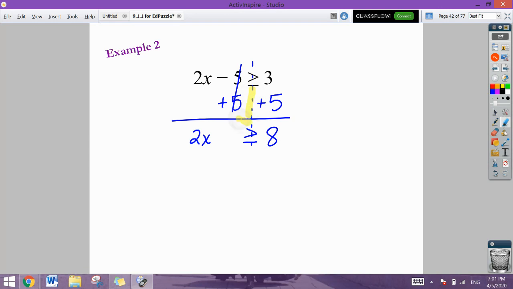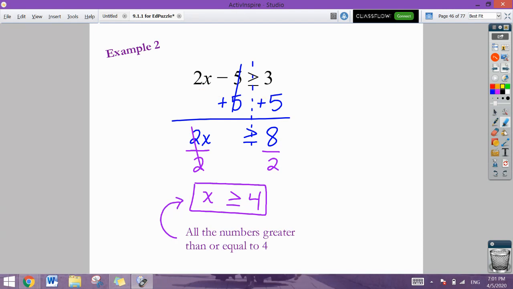Notice how I brought down that inequality symbol. Okay, now if you see right here, the x is currently being multiplied times 2. So what's the opposite of times? Divide. So you divide by 2 on both sides to make the 2's cancel. And we get x is greater than or equal to 4. So that means the solutions to this inequality are all the numbers greater than or equal to 4.